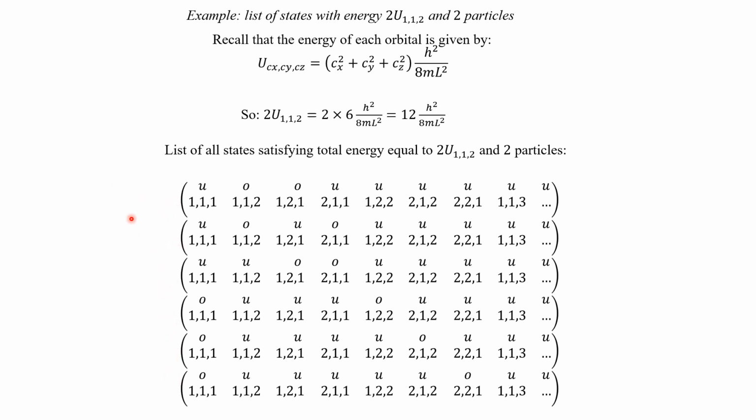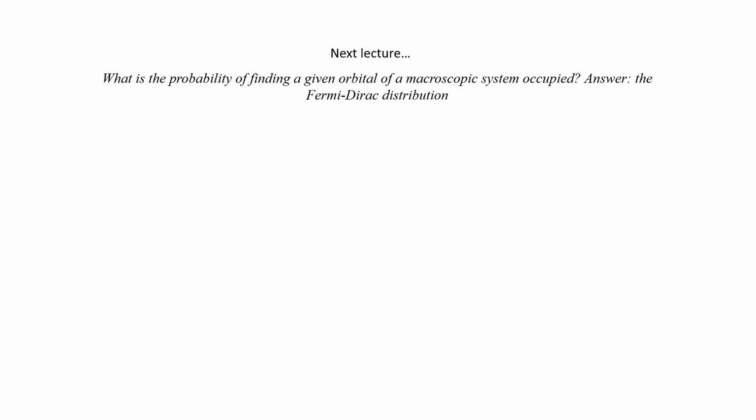So we can let go of the previous strategy to label the states and use this new one from now on. So in the next lecture, we're going to ask the question, what is the probability of a given orbital, say this orbital 211 or the orbital 121, to be occupied? And we're going to calculate this probability using this strategy of listing states, and that will lead to the very important Fermi-Dirac distribution. So that's the topic of our next lecture, and I will see you there.